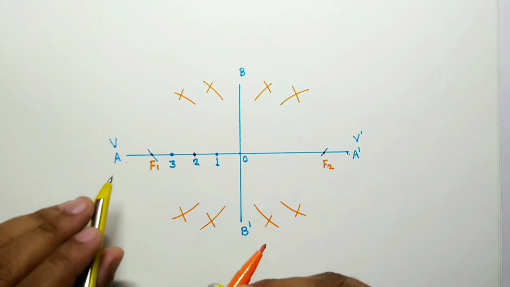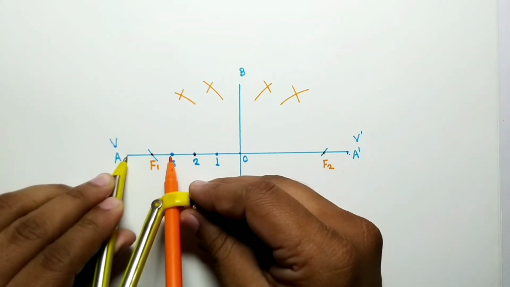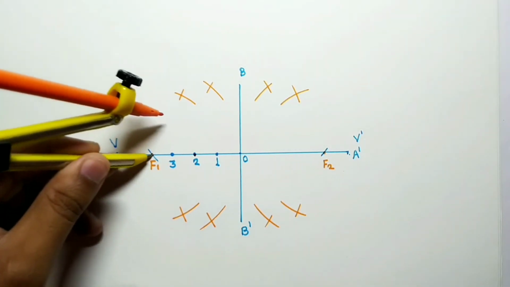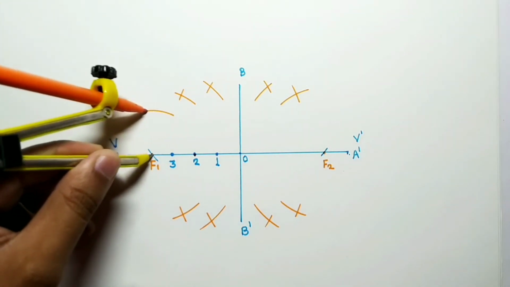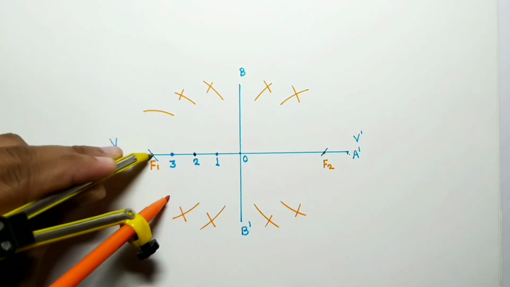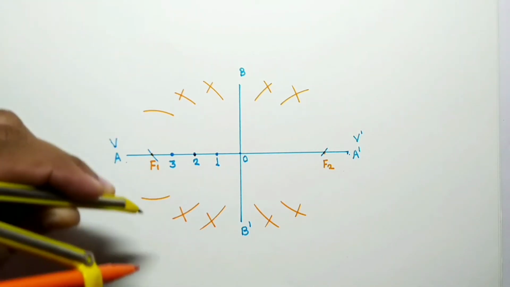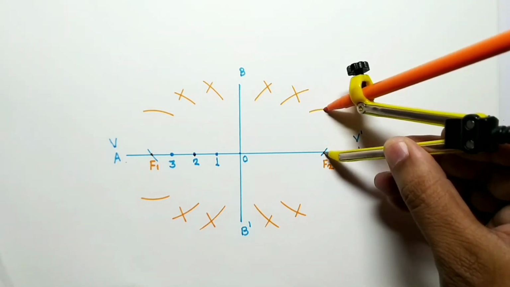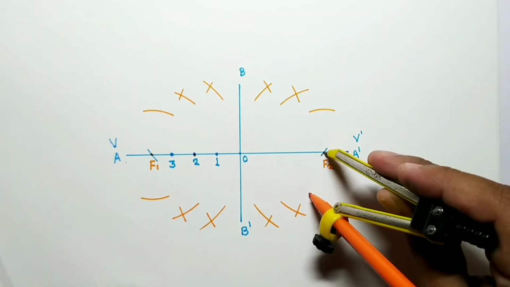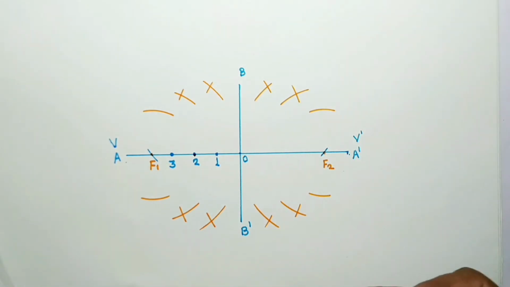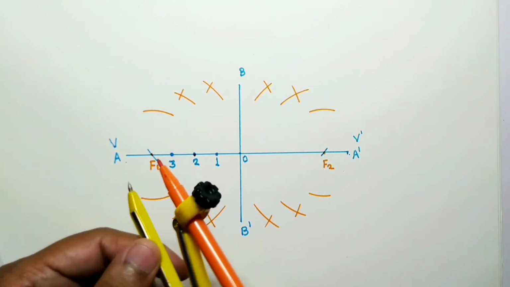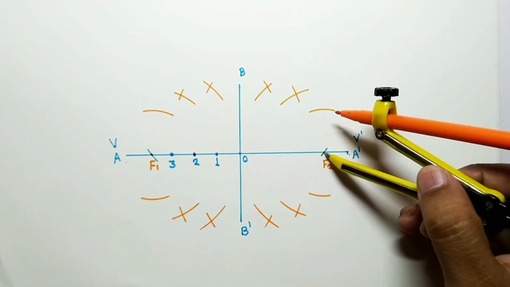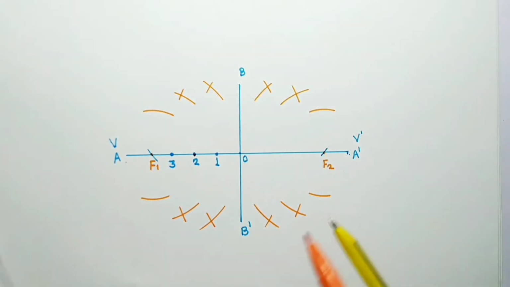Repeat the same process. So A to 3, F1 as a center, one arc on the upside, one arc on the downside. F2 as a center, one arc on the upside, one arc on the downside. Once you set one distance, mark the four arcs. First take the center as F1 and then take the center as F2.